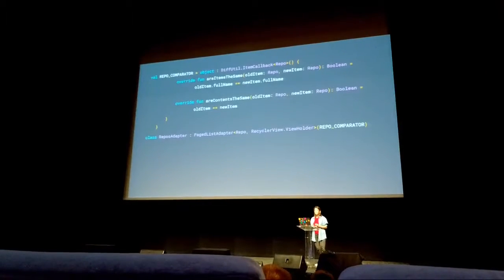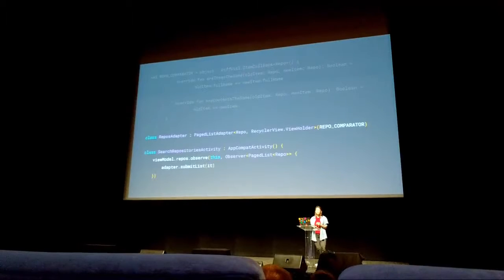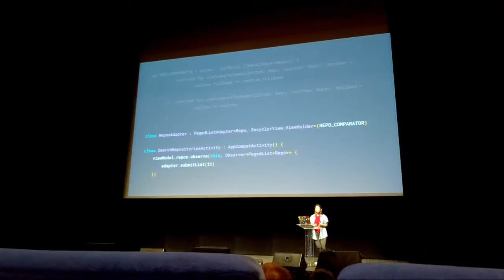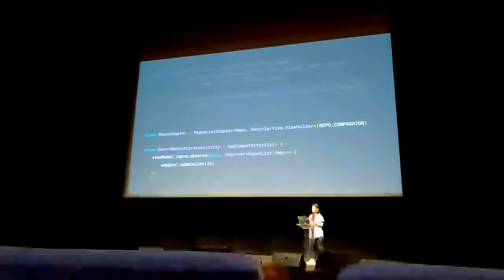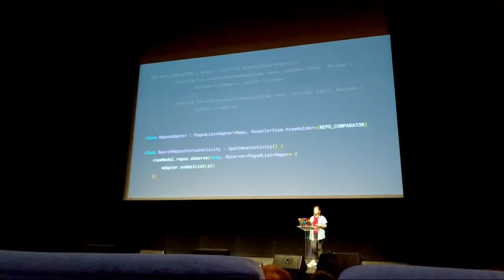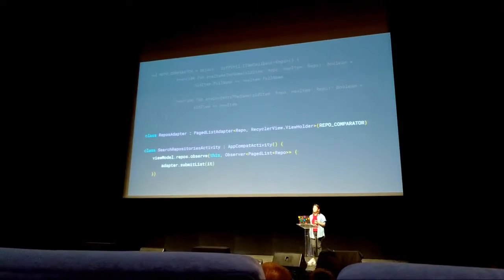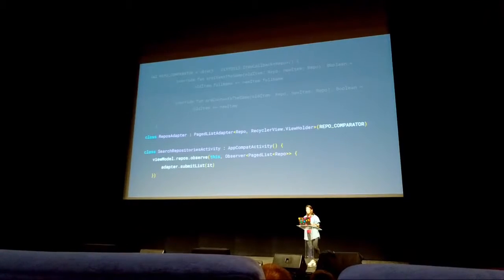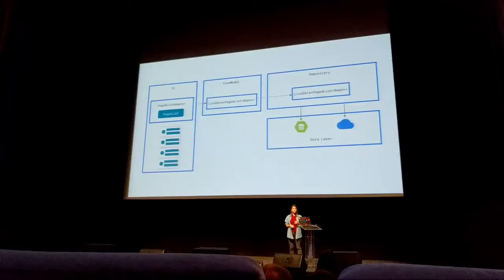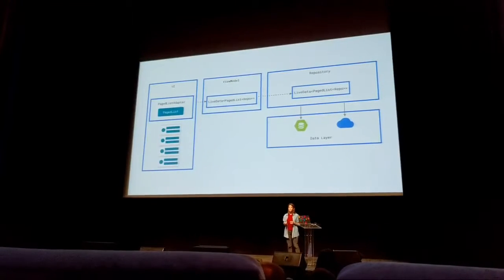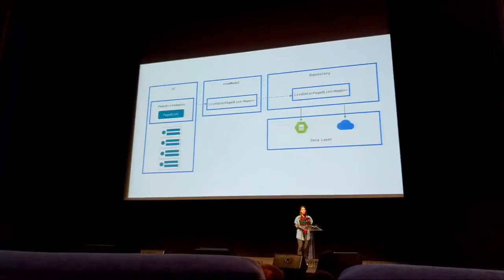So this means that we would work with a page list adapter, and then in our UI, we would just submit the list. Here we are observing the live data of a page list, and whenever on change is triggered, we are setting that list to the adapter. So then, in our UI, we're just changing the recycler view adapter to a page list adapter, working with a page list.